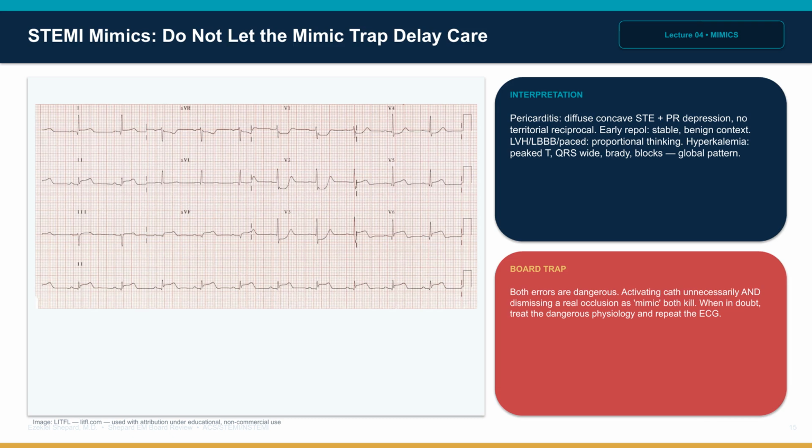Takotsubo cardiomyopathy is the post-stress apex ballooning pattern that mimics anterior MI in an older woman after an emotional trigger. Hyperkalemia is the mimic that can kill before the cardiologist arrives, with peaked T waves, QRS widening, bradycardia, or conduction delay. When in doubt, treat the immediately dangerous physiology and repeat the ECG.